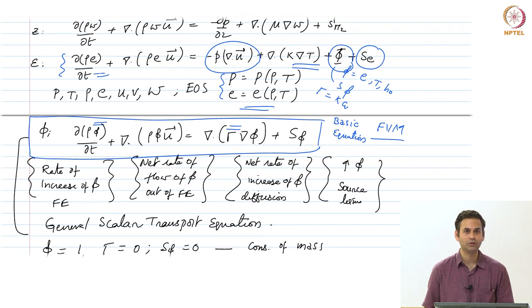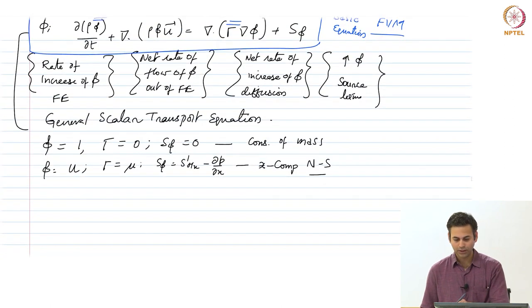Other questions? All right. So now we all agree that we can work with this general scalar transport equation in terms of discretizing it, and we can use these different terms that we have, and later on at any point we can retrieve whatever equations we want by substituting the corresponding values for phi as well as gamma as well as the source term S phi, okay? So this is the fundamental equation that we'll be working with in a finite volume method, which is known as a scalar transport equation or a general scalar transport equation, okay?